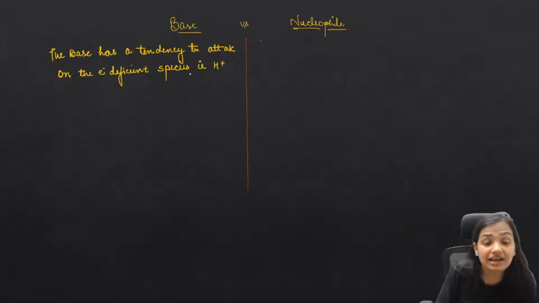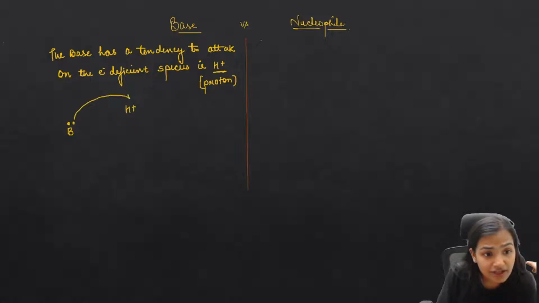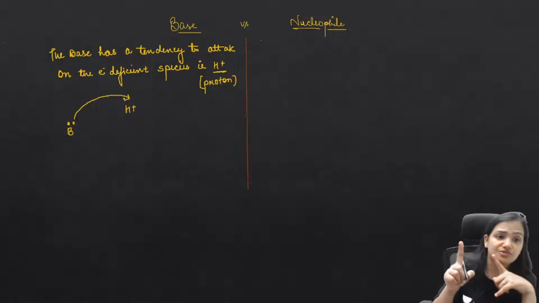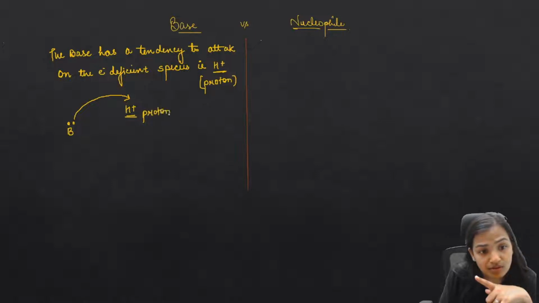That is, electron deficient H positive. What is this H positive? That is a proton. So if you have any kind of base, it will attack the H positive. If any species is attacking the electron deficient proton, if it is a proton acceptor, then it is said to be a base.